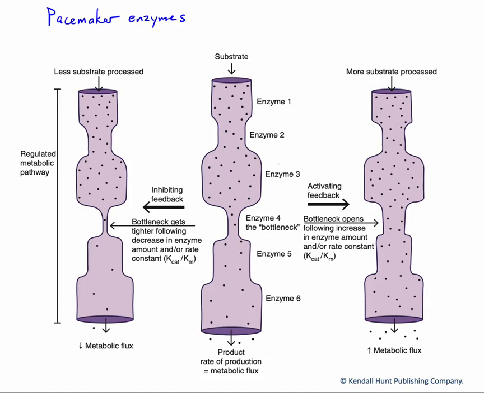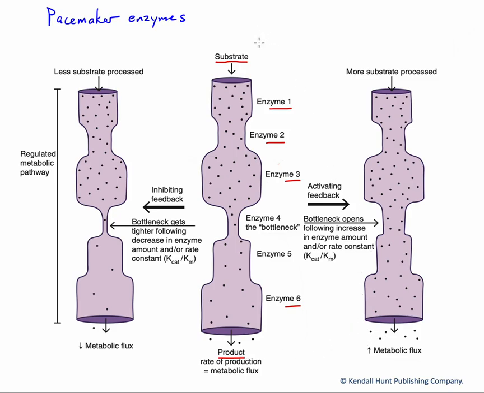In this figure, we're going to look at pacemaker enzymes and their role in regulating the rate of metabolic flux along particular metabolic pathways. A metabolic pathway is simply a sequential series of enzymatic reactions, such as glycolysis or the Krebs cycle. In those pathways, we have incoming substrate that gets processed by a number of sequential enzymes, enzyme 2, enzyme 3, all the way down to enzyme 6 here in this particular pathway. Then the output would be the product of that metabolic flux or that metabolic pathway.